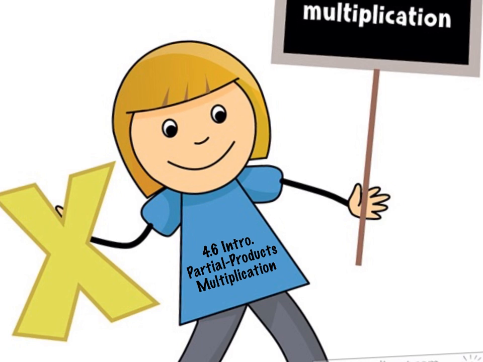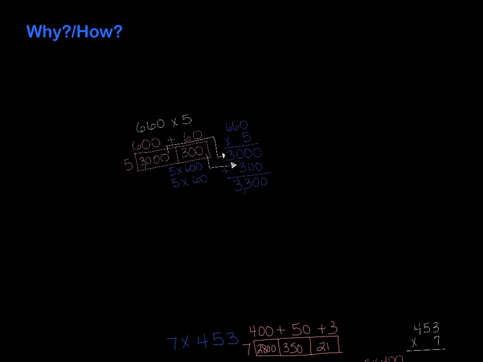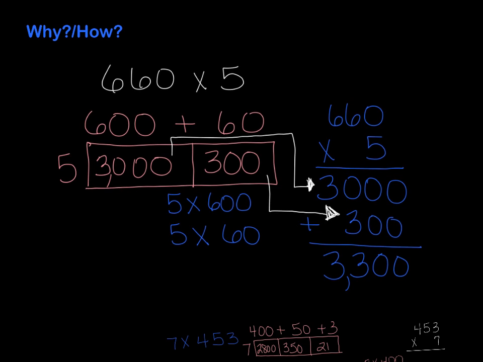Lesson 4 6/10, Introduction to Partial Products Multiplication. So why are we learning partial products multiplication? Well, we're learning this particular method to help you better understand how to multiply larger numbers. So we're going to take a look at our first example here today, and this is the how. So let's say that I have the problem 660 times 5.